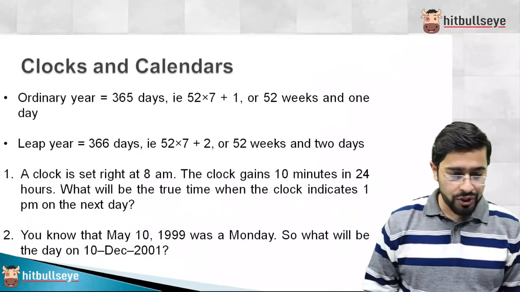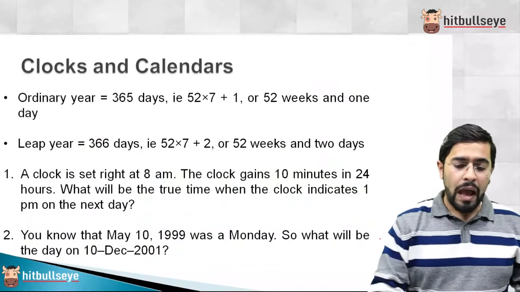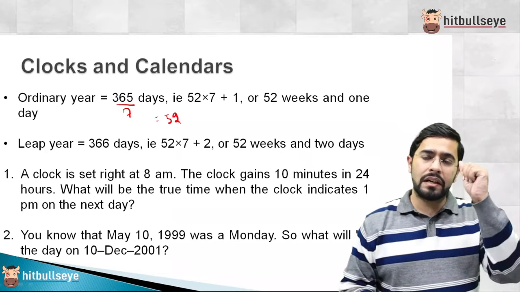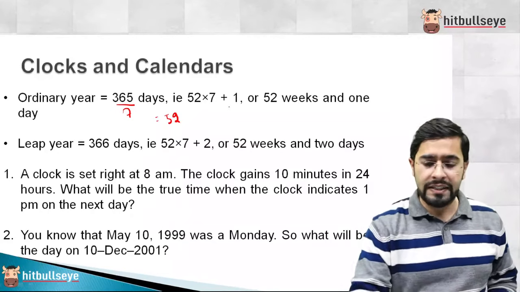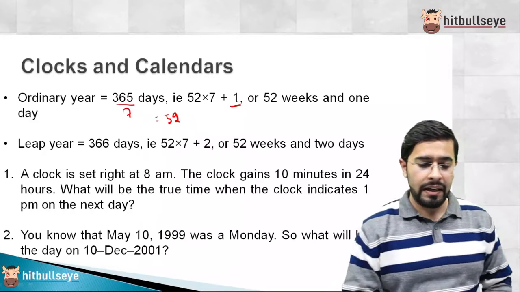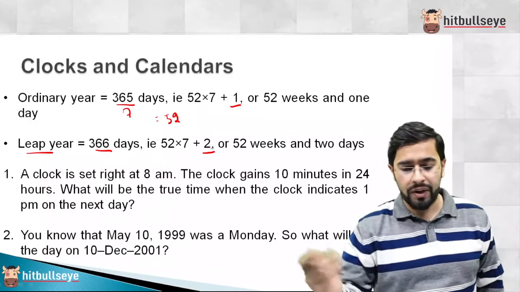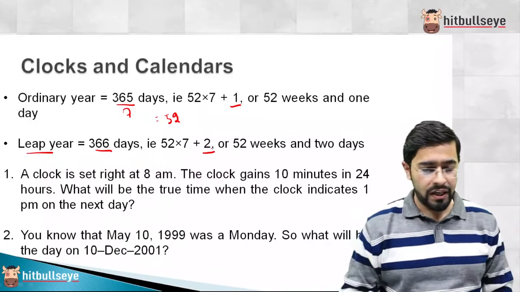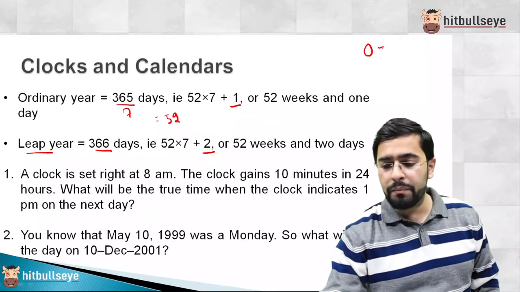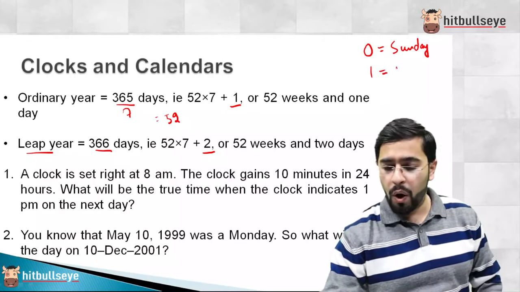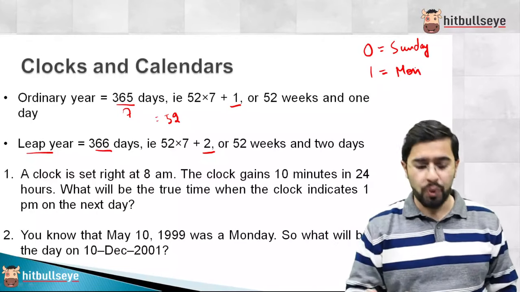So now we have a question. For the calendar, an ordinary year has 365 days. When we divide it by 7, it gives an answer of 52, meaning that an ordinary year has 52 weeks and 1 extra day. And in the leap year, we have 366 days, that is 2 extra days. So whenever you are going to find the answers, always remember that 0 means Sunday, and the answer of 1 always means Monday, and so on and so forth.